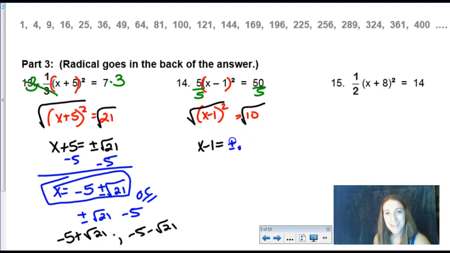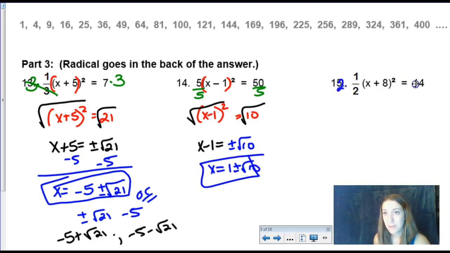So we have plus or minus square root of 10. That does not reduce, so x equals 1 plus or minus square root of 10. And then this is one of my favorite problems. Multiply by 2. Boom. (x plus 8) quantity squared equals 28.